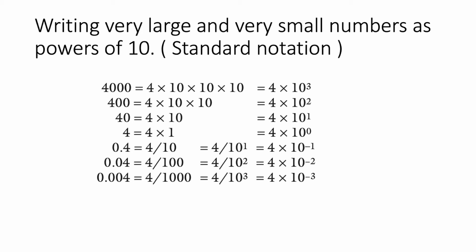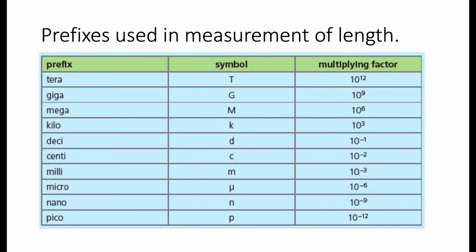Writing numbers as powers of 10 is a convenient way to express very large numbers and very small numbers. Instead of telling the powers of 10, we use some prefixes. Here tera is 10 to the power 12. Here the number 12 is the power of 10.